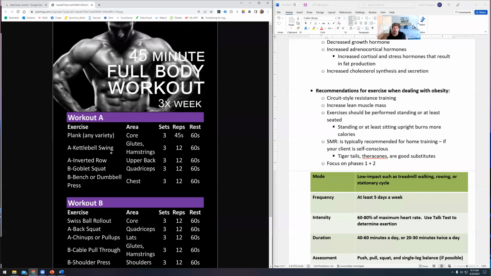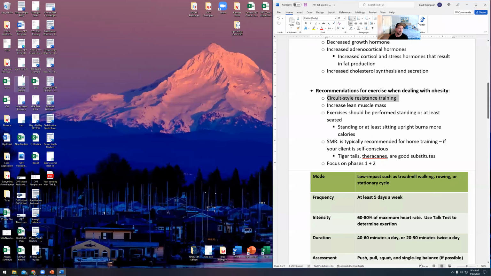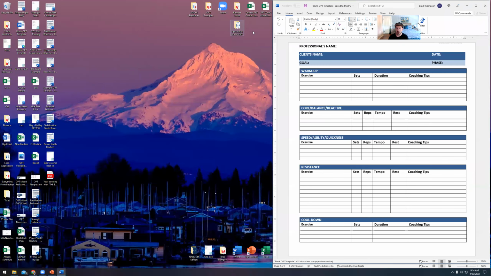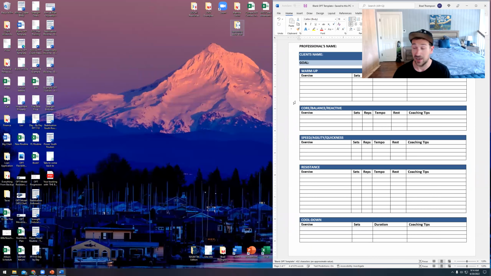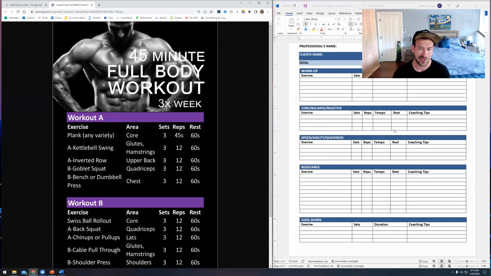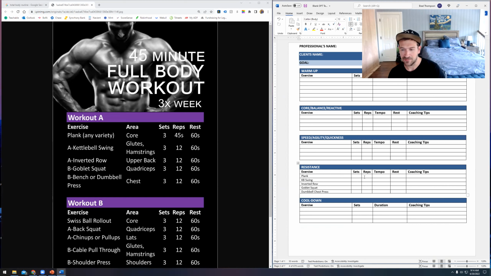Okay, well anyway, here's the thing. This is a pretty decent workout. I don't dislike this. Let's copy this into a blank OPT template so we make it look like NASM style here. We're just going to steal this person's workout right off the internet. I do not recommend doing this, but it makes a really good example here in class. So we're going to go plank, kettlebell swing, inverted row, goblet squat, dumbbell chest press. Cool. Not bad. Honestly, I don't hate it.